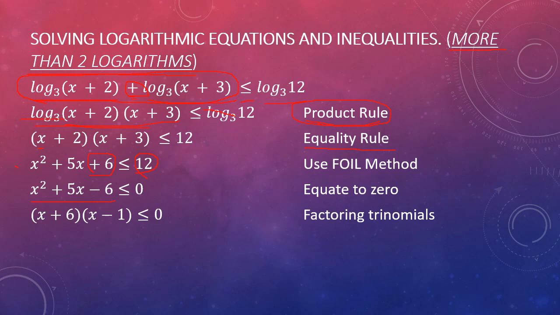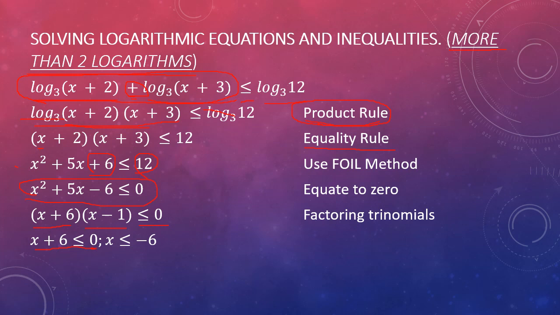plus 6 and x minus 1. Pag FOIL method na naman natin yan, mapapansin natin, pag ginawa natin yung FOIL method, ito rin yung kalalabasan. So, we have two factors here, x plus 6 and x minus 1 is less than or equal to 0. So, simplify na lang natin yan. X plus 6 is less than or equal to 0.